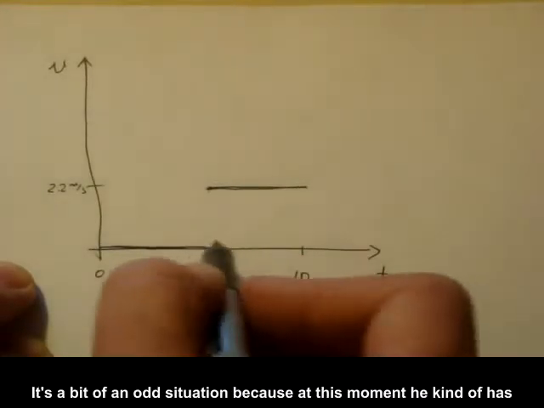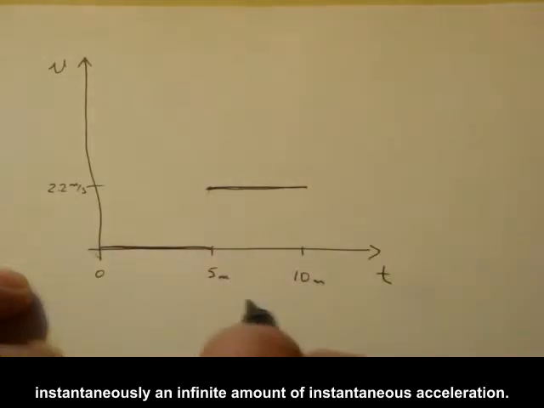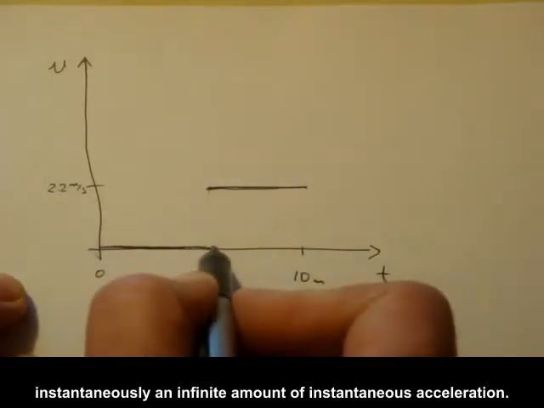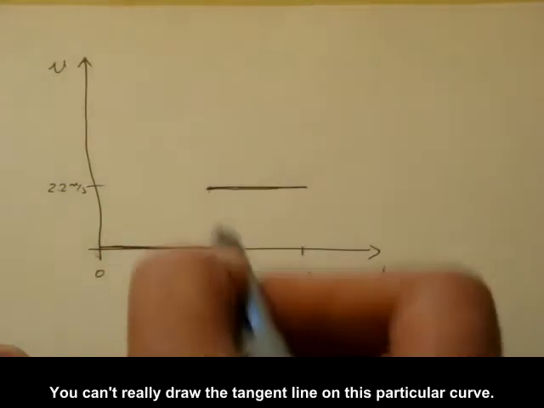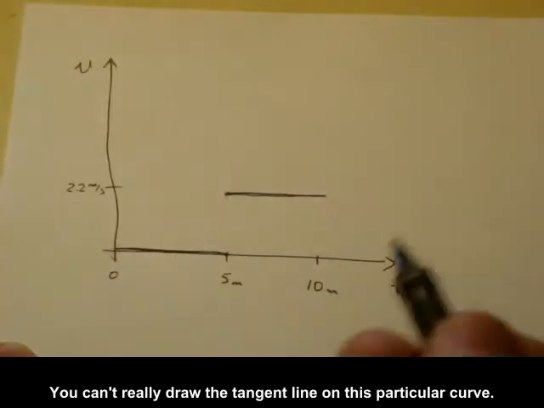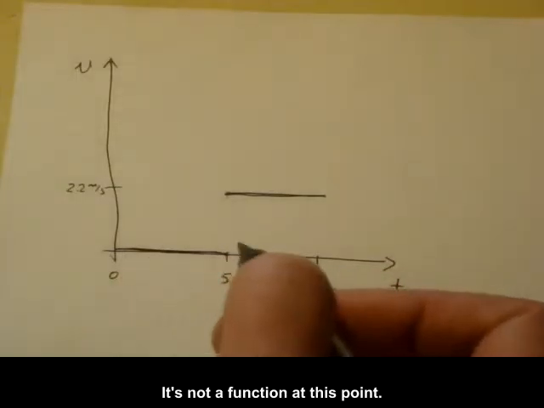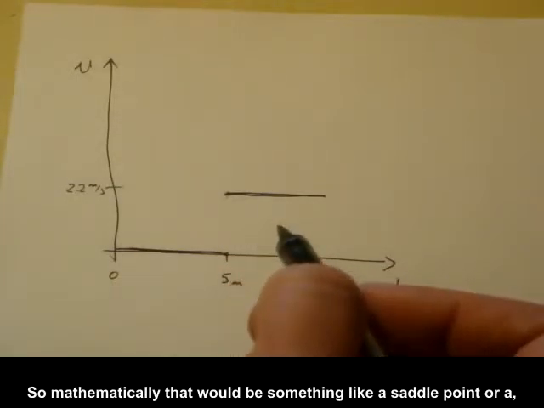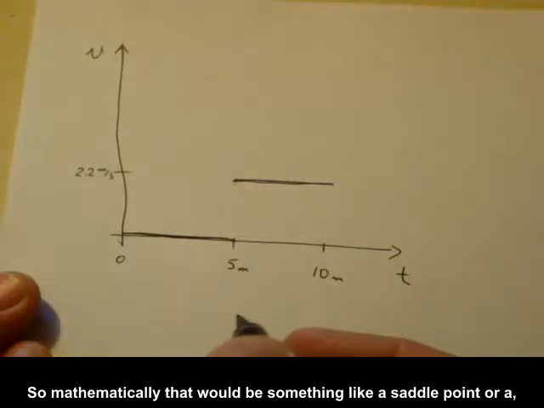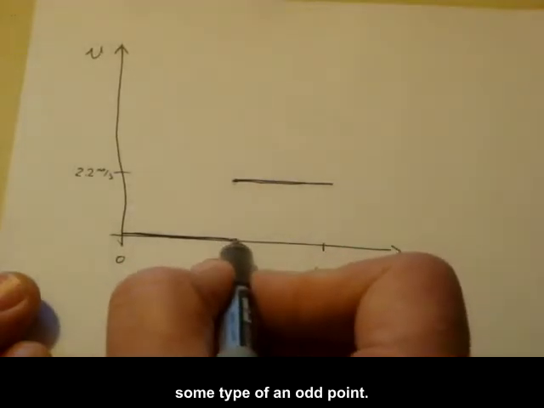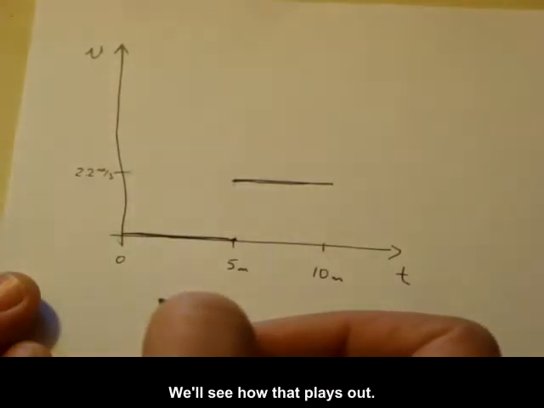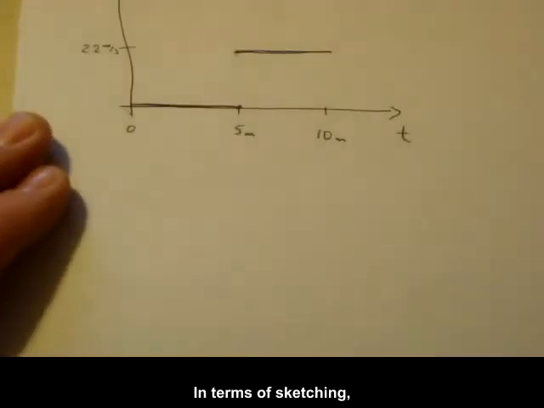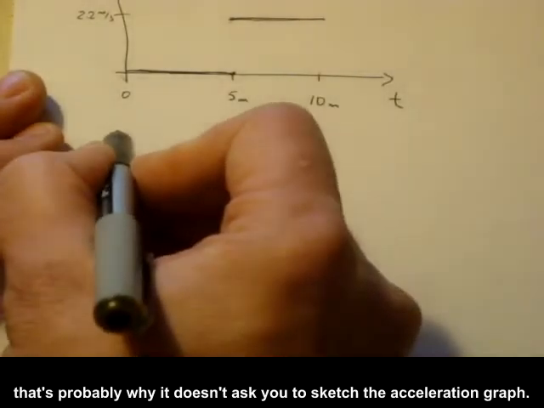It's a bit of an odd situation because at this moment he kind of has instantaneously an infinite amount of instantaneous acceleration. You can't really draw the tangent line on this particular curve, right? It's not really a curve. It's not a function at this point. So mathematically that would be something like a saddle point or some type of an odd point, right? So that's kind of an interesting question. We'll see how that plays out. In terms of sketching, that's probably why it doesn't ask you to sketch the acceleration graph, right?